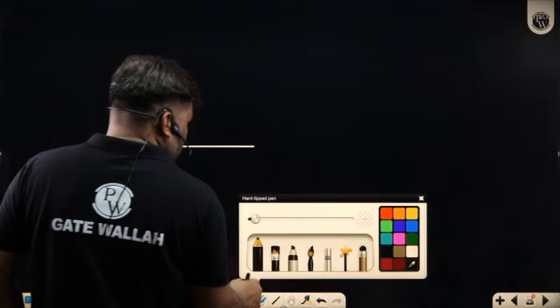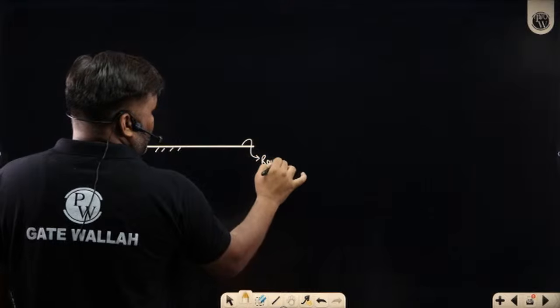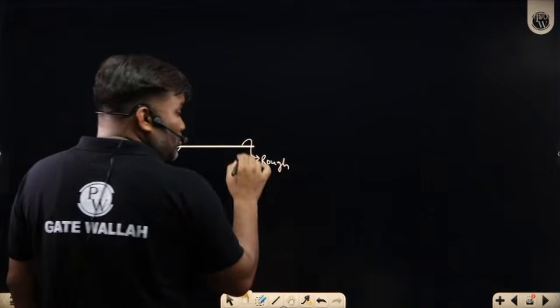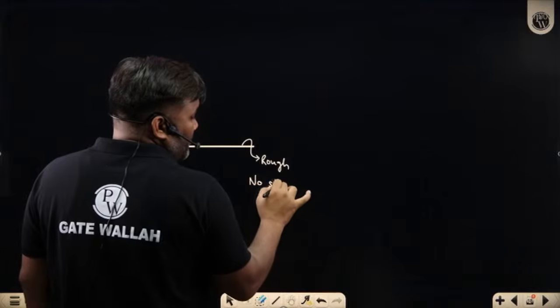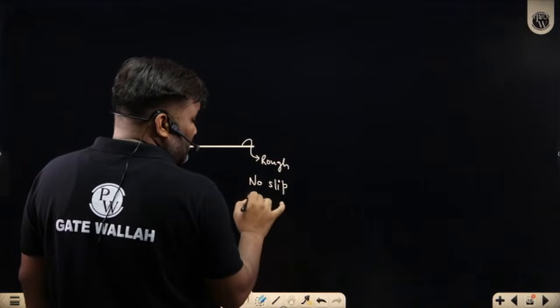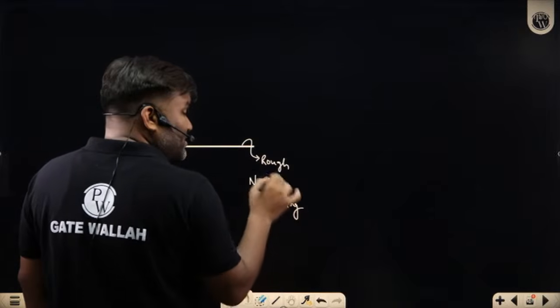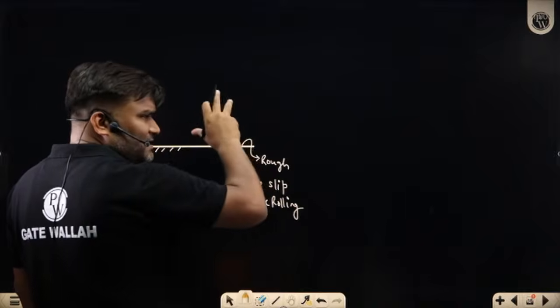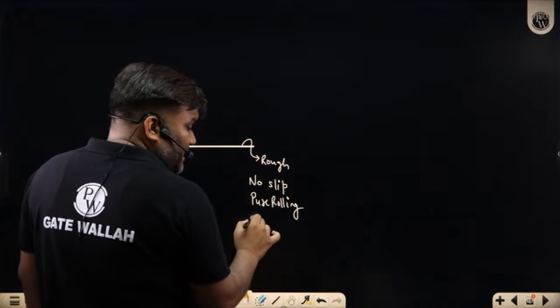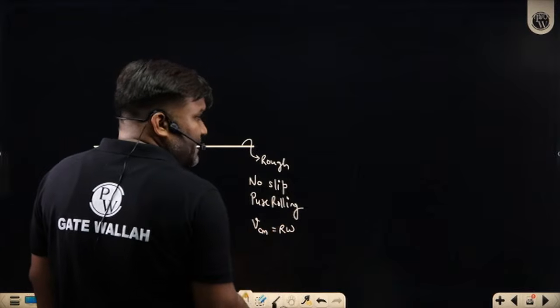This is the surface, rough surface. Why? Because there is no slip. Pure rolling. They have mentioned this. Pure rolling they are talking about. And what is the meaning of pure rolling? That whatever motion the disk is doing here, its center of mass velocity VCM is equal to R omega. Can I write it like this?